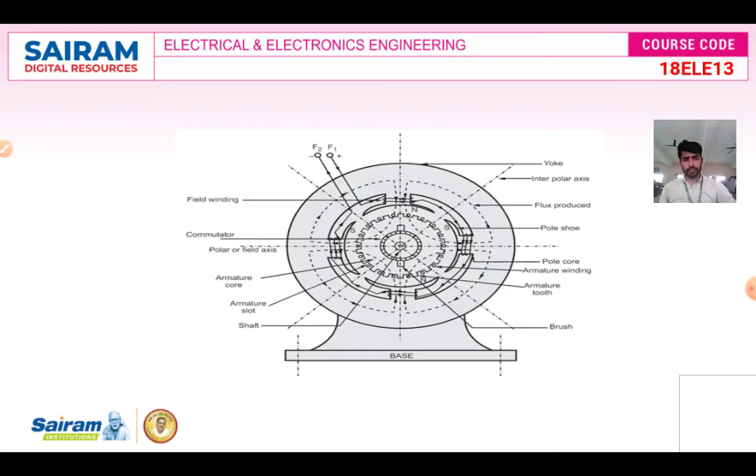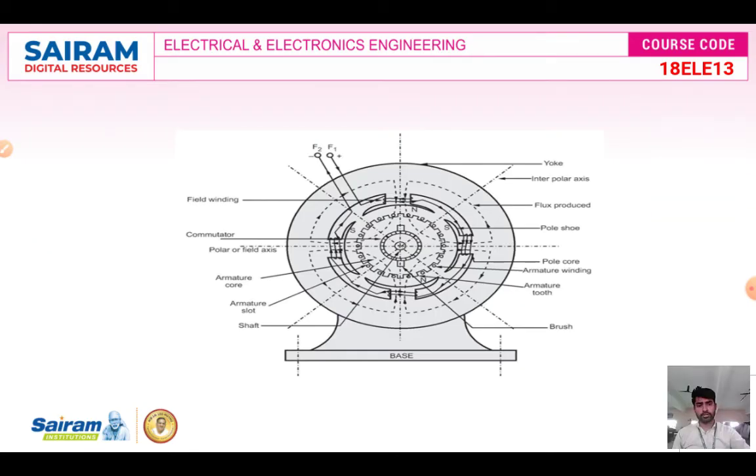Before solving the problems, we must know some theory, because the problems are based on the construction part and the working principle. So the yoke is the outer core of the machine. It keeps dust particles and moisture from entering the machine, and it also provides mechanical support for the pole core.